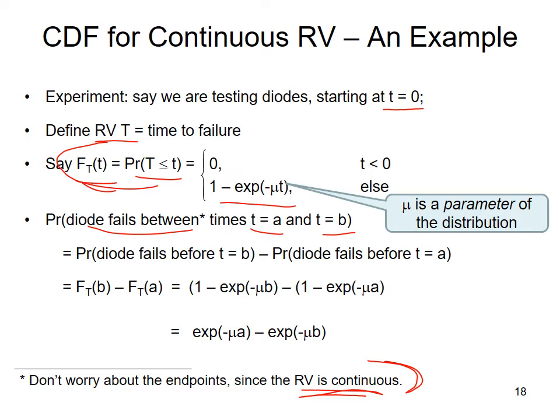So if I want the probability that it fails between time A and B, that would be F_T of B minus F_T of A. Remember our rule: F of the larger endpoint minus F of the smaller. Another way of saying it: I take the probability that it fails before time B and subtract off the probability it fails before time A. So number-wise, I'm doing this.